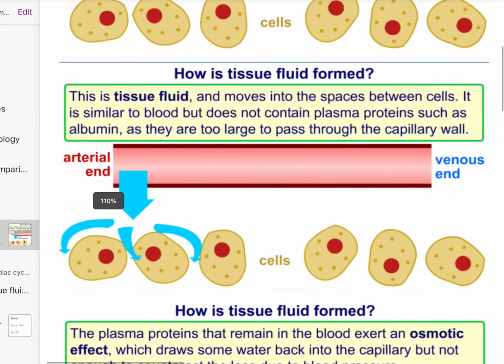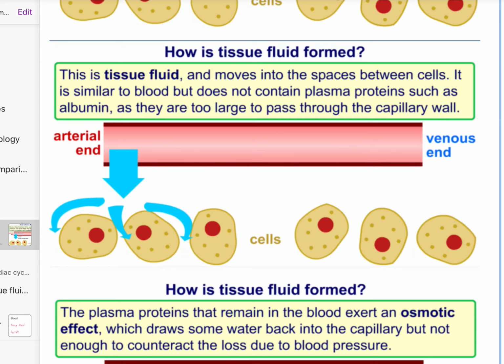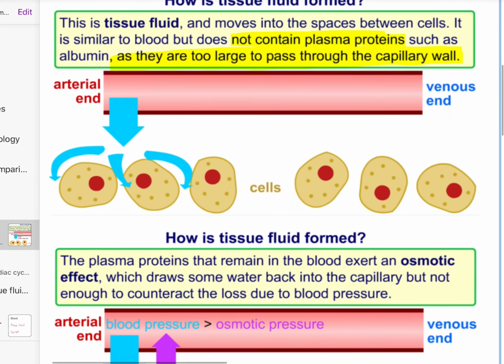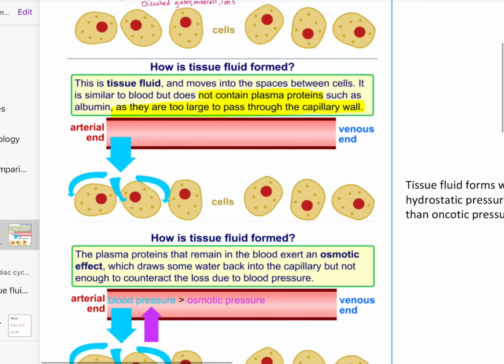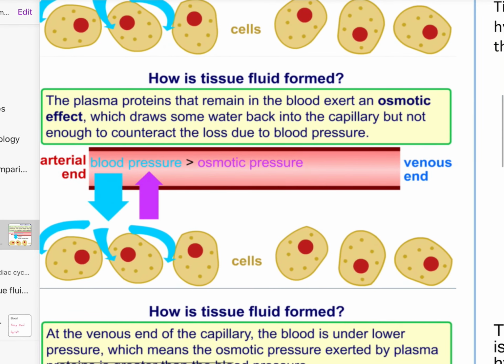One of the big differences between tissue fluid and blood plasma then is that tissue fluid does not contain plasma proteins. As I said before, they're far too large to fit through the pores between the epithelial cells in the capillary walls. So that is one of the big key differences between tissue fluid and blood plasma. The tissue fluid will then just be surrounding the cells of the tissue.